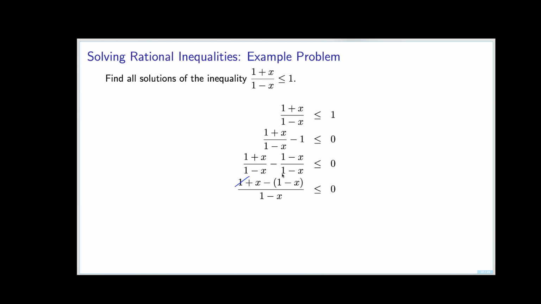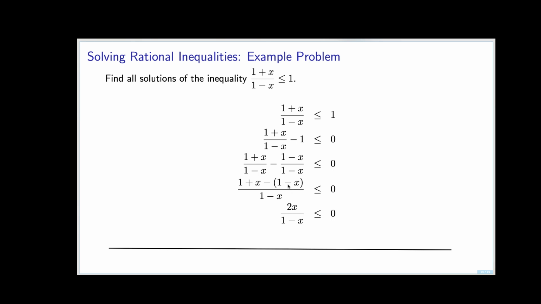Now let's simplify our numerator. We get 1 minus 1, so that's 0. And then we get x minus minus x, which gives us a 2x in the numerator. So we get 2x/(1 - x) ≤ 0. Our fraction is now in fully factored form. There's nothing left to factor on the left-hand side, so we can set up our sign chart.